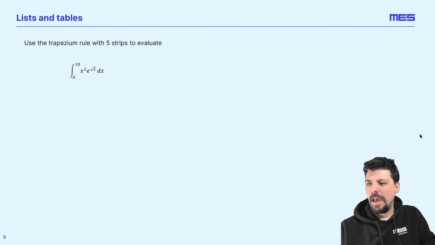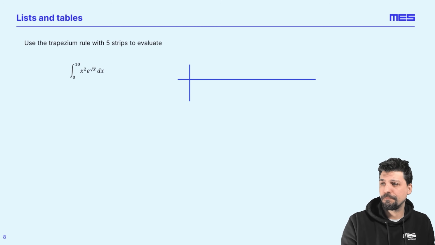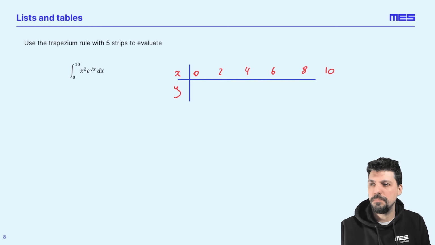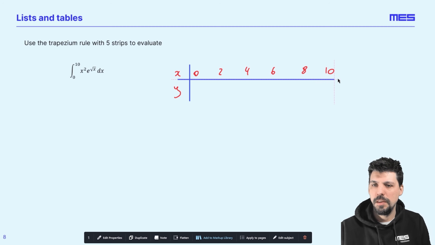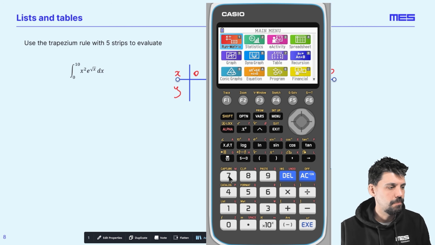Let's have a quick look at the list function here. So if I was to use the trapezium rule, but again, if you're doing further maths and you want to do Simpson's rule, it's all the same, right? The main thing we want is to get this list of values out. So we're going to go 0, 2, 4, 6, 8, 10. All right, 5 strips, 6 values. Easily done. We are going to go menu and we're going to go table.